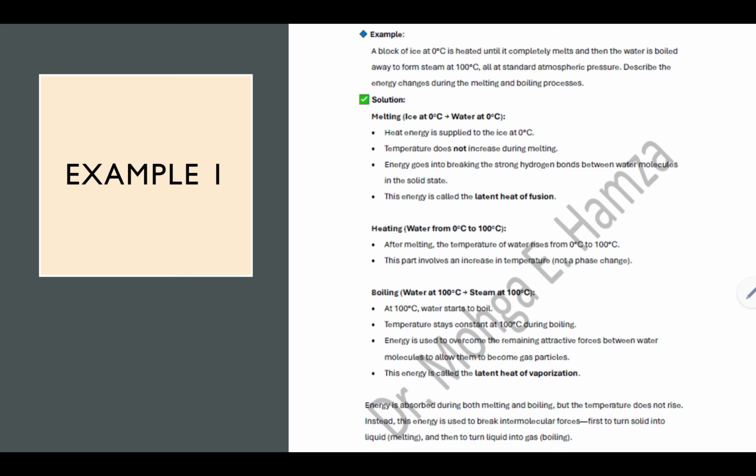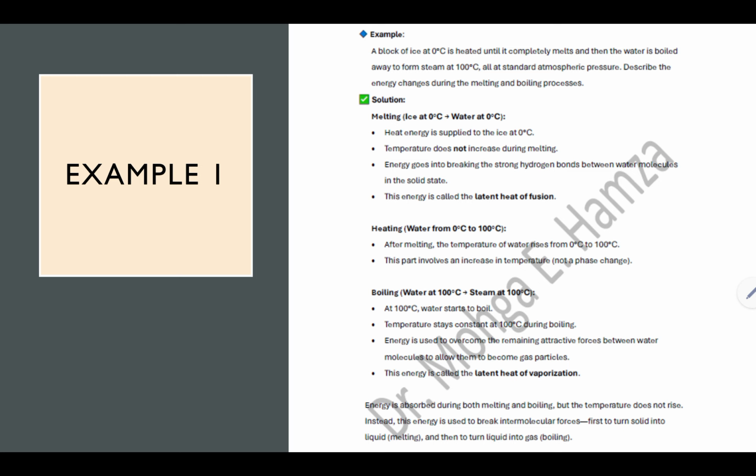Here's an example. A block of ice at 0 degrees Celsius is heated until it completely melts and the water is boiled away to form steam at 100 degrees Celsius, at standard atmospheric pressure. Describe energy changes during melting and boiling. So for melting, heat energy is supplied to the ice at 0 degrees Celsius. Temperature does not increase during melting. It's used to break the intermolecular forces, and this is known as latent heat of fusion.